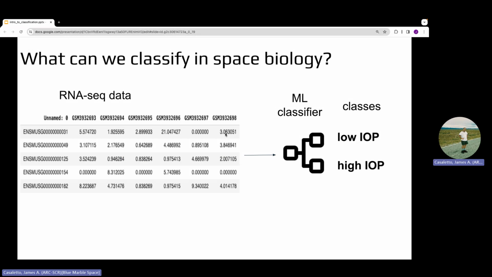What can we classify in space biology? Classification involves the training of a machine learning algorithm to classify input features into a finite number of classes. This slide shows an example of using the feature space representing RNA sequencing data as predictors of low or high intraocular pressure, a phenotypic response to spaceflight. In this example, we wish to train a binary machine learning classifier, i.e. one with two outcomes, that can examine RNA transcript counts to determine whether the intraocular pressure in the sample's eye is low or high.